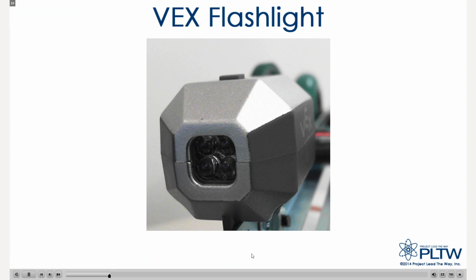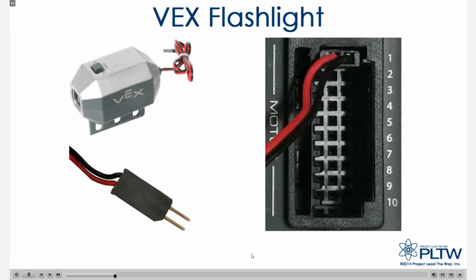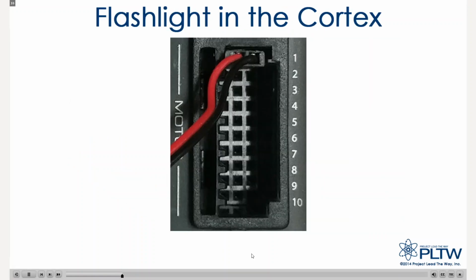The VEX flashlight consists of an array of 4 LEDs that provide a variable light source depending on the supplied input voltage. When connecting the 2-prong cable to the VEX Cortex 3-pin socket, the flat side of the flashlight cable must be positioned next to the flat edge of the VEX Cortex socket. Connect the flashlight to motor output 1 on the VEX Cortex.